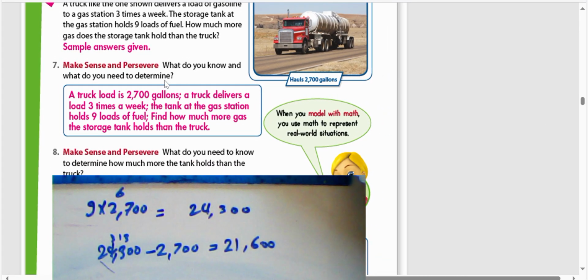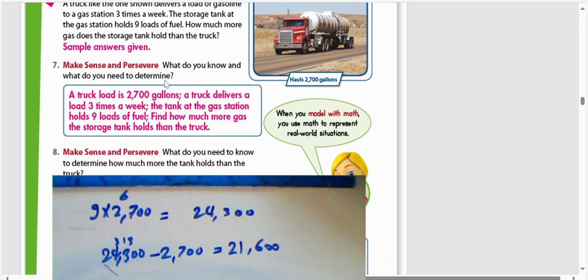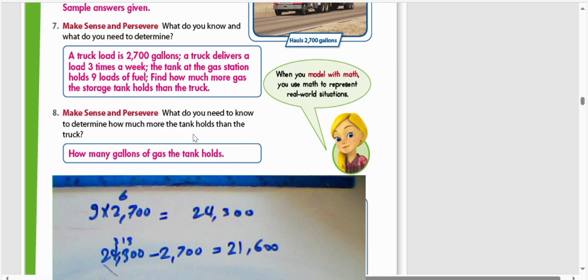What do you know and what do you need to determine? A truckload is 2,700 gallons, and the truck delivers a load 3 times a week. The tank at the gas station holds 9 loads of fuel. Find how much more gas the storage tank holds than the truck. First find the product, 9 times the number, then subtract 2,700. What do you need to know? Determine how much more the tank holds than the truck. How many gallons of gas does the tank hold?